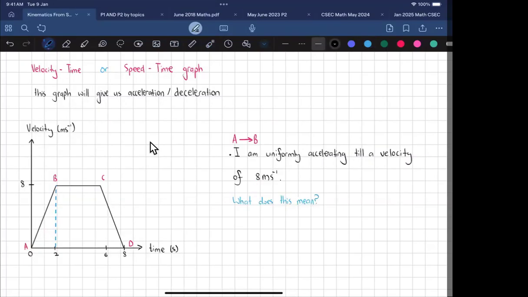This means from a speed of 0 meters per second, we went to 8 meters per second. And how long did it take us to do that? Tell me, Haley. Right? It took 2 seconds.